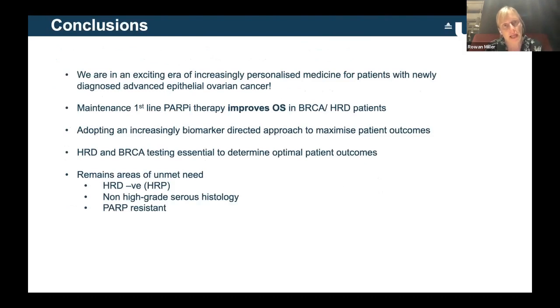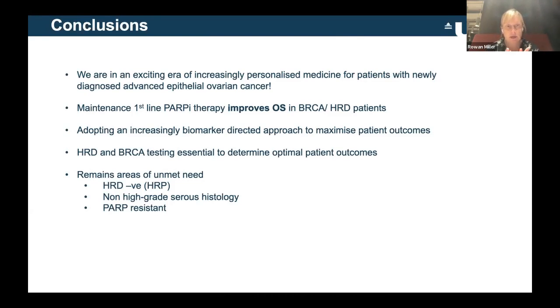So in conclusion, I hope you agree that we're in this exciting time of increasingly personalised medicine for patients with newly diagnosed ovarian cancer. It wasn't that long ago that all histological subtypes were treated the same. Not only do we treat histological subtypes differently, but we have different first-line maintenance options depending on your BRCA and your HRD status. Not only does it improve progression-free survival, but it improves overall survival with a 20% improvement at 5 years in the PAOLA, the olaparib bev combination, and a 20% plus improvement in overall survival at 7 years in the BRCA patients treated with olaparib.